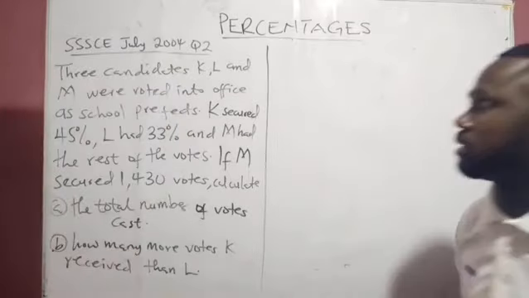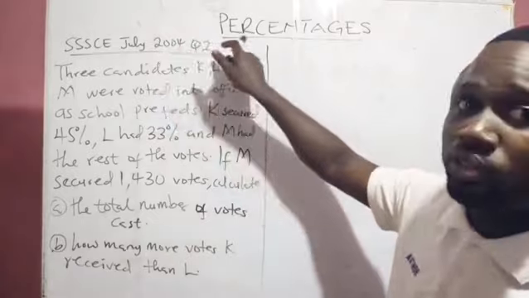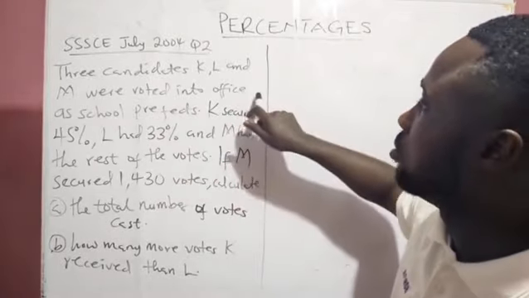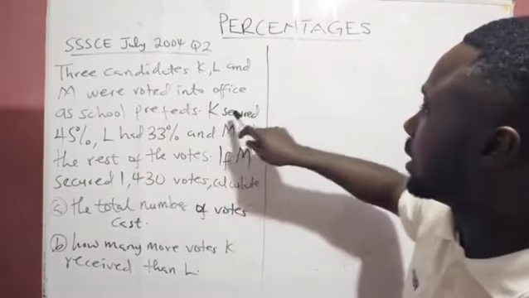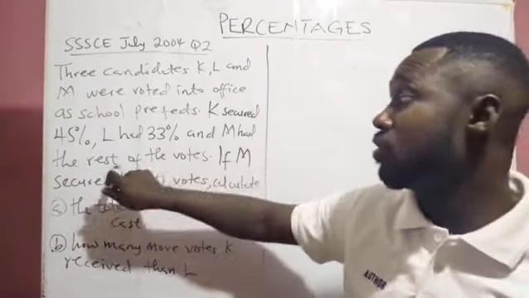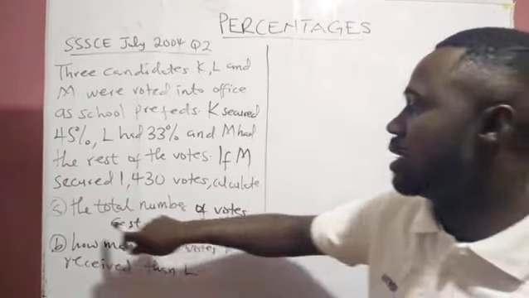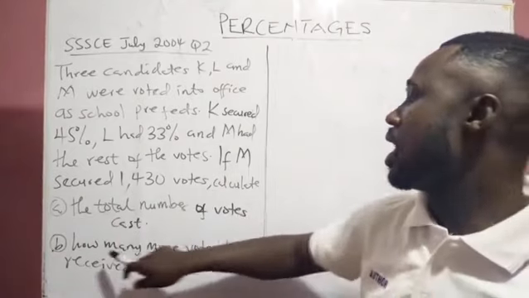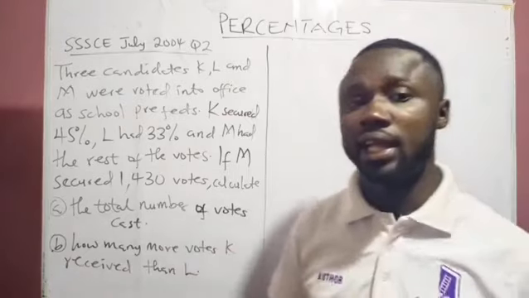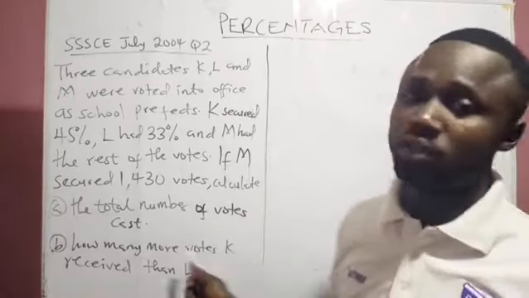So now let's look at another question, question 2. SSC July 2004 question 2. Three candidates K, L, and M were voted into office as school prefects. K secured 45%, L had 33%, and M had the rest of the votes. If M secured 1,430 votes, calculate A, the total number of votes cast. B, how many more votes K received than L.